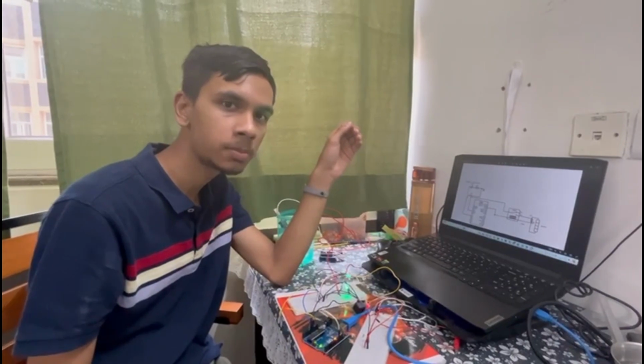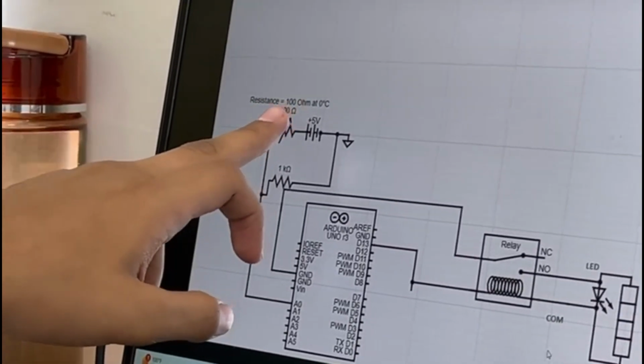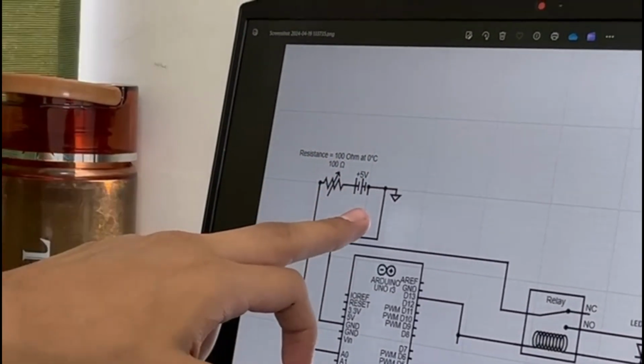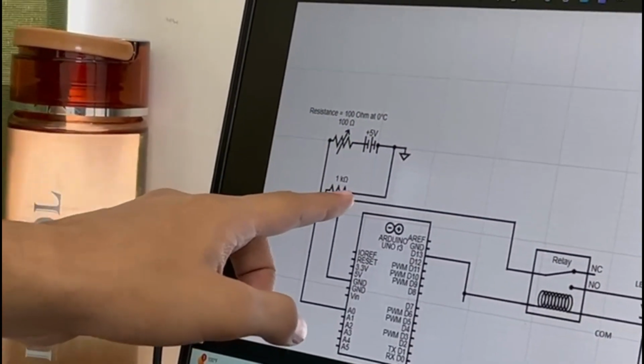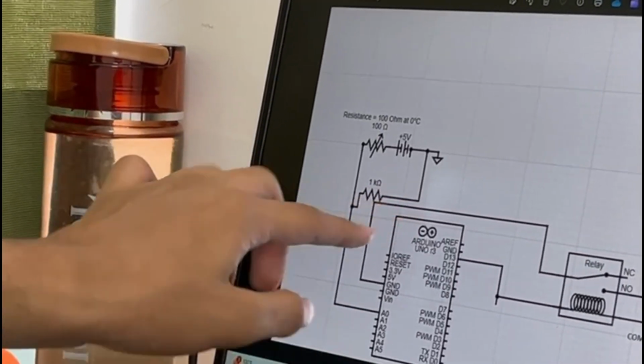Hello everyone, my name is Pranil Joshi and I am going to explain the circuit. Here is our PT100 shown as a variable resistance. It has a resistance of 100 ohm at 0 degrees Celsius and it is taken as the reference. The 5 volt here is taken from the Arduino but shown separately. This is a 1 kilo ohm load resistor, and across it we are taking the input.